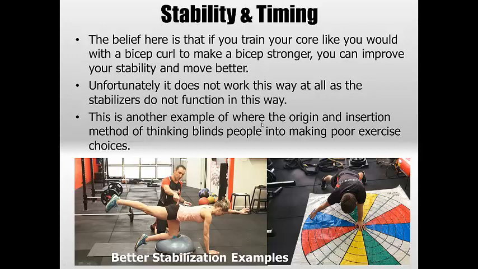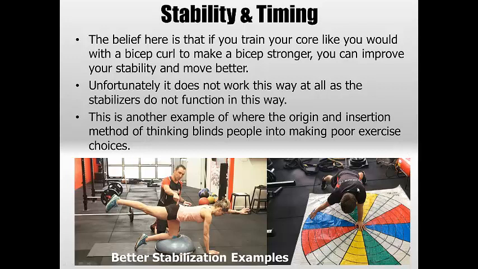And this is a good example where the origin and insertion method of thinking blinds people and leads to poor choices. These would be two examples of better shoulder stabilizing, where we're really working the rotator cuff. This one's working hip, trunk and shoulder, as is this one. Great examples of stability training with reflex timing. Timing again is everything. Positioning and timing.